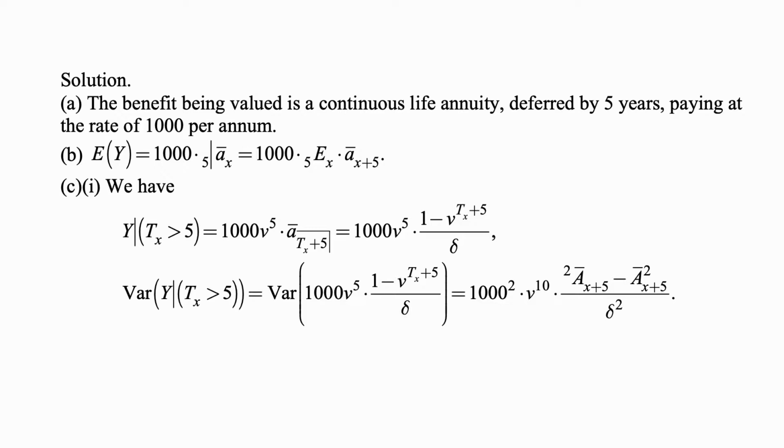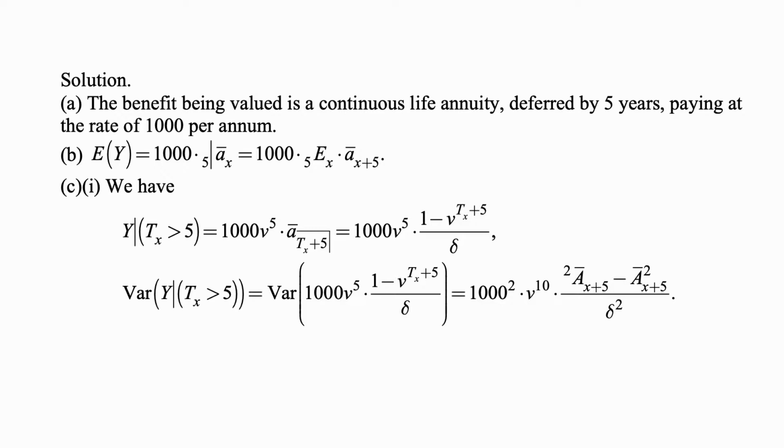For part C, Y given that Tx is more than 5 is 1000 v to the fifth times a-bar angle Tx minus 5, which is the same as 1000 v to the fifth times 1 minus v to the Tx minus 5 over delta, and therefore the variance of Y given that Tx is more than 5 is the variance of this expression we just wrote out, and that's 1000 squared times v to the 10th times, well, the last part is the standard expression for the life annuity starting at actually paid until time Tx minus 5.